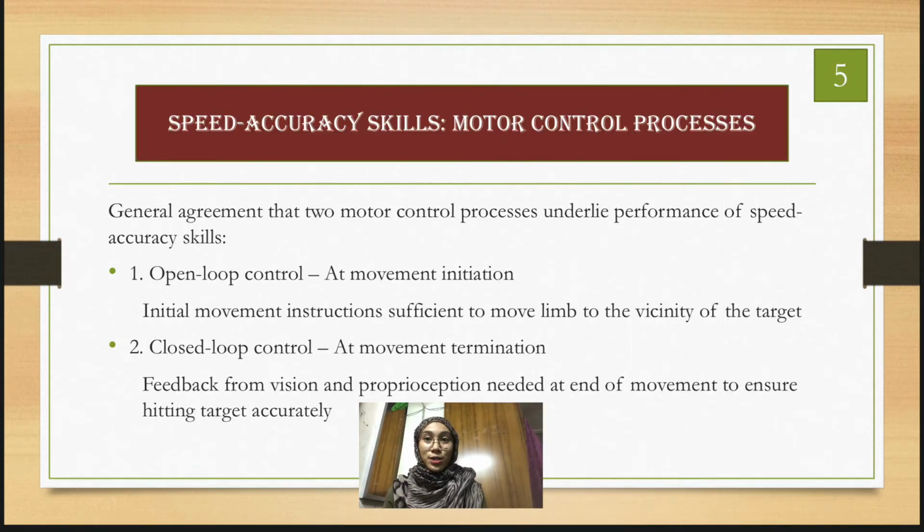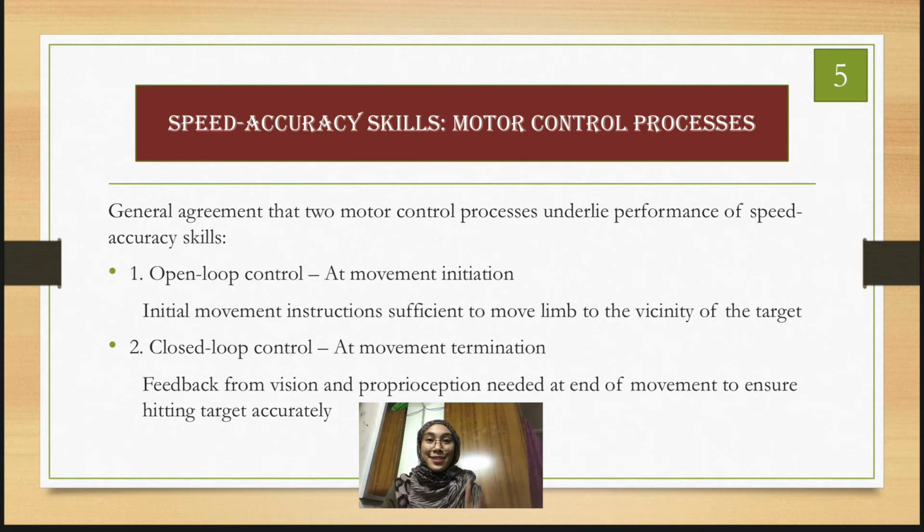Next slide, which is motor control processes. There is general agreement that two motor control processes underlie performance of speed accuracy skills. Firstly, open loop control. What is open loop control? It is movement initiation. The initial movement instruction is sufficient to move into the vicinity of the target.